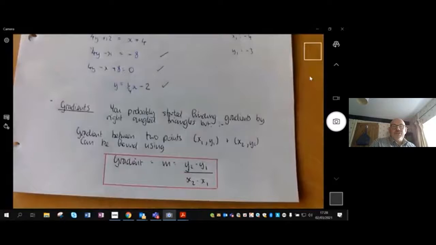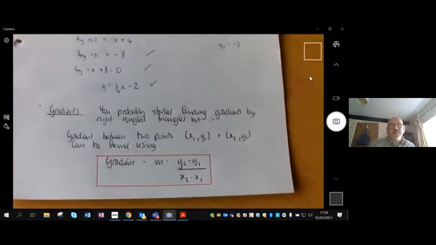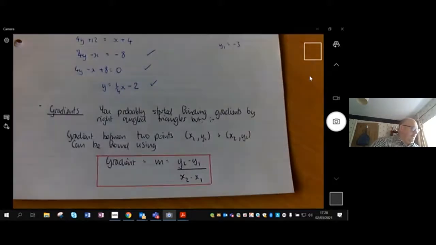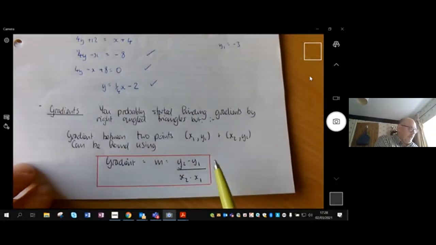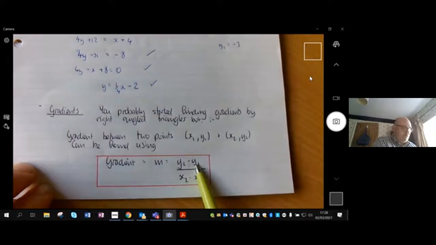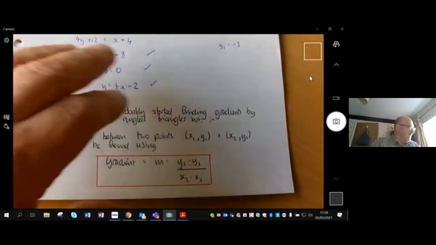Now, gradients. We know what the gradient is, the measure of the slope. You probably started finding gradients in year 11 by drawing right angle triangles on graphs and changing y over changing x. You know now, changing y, changing x, delta y over delta x, dy by dx, differentiation, gradient, all fits together. So there is a formula that does exactly the same. y2 minus y1, the change in y over x2 minus x1. Okay, there's my second formula. Gradient is changing y for changing x, y2 minus y1 over x2 minus x1.